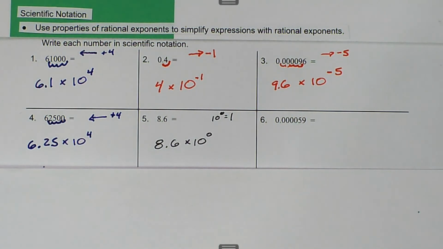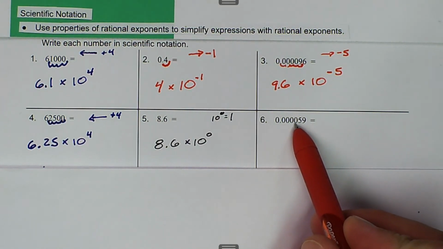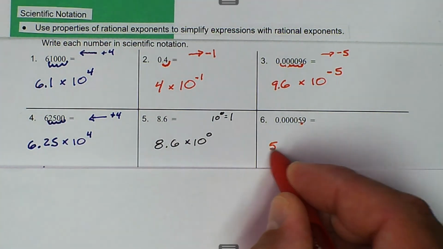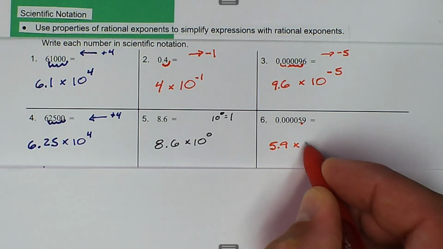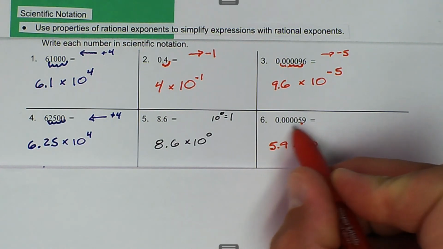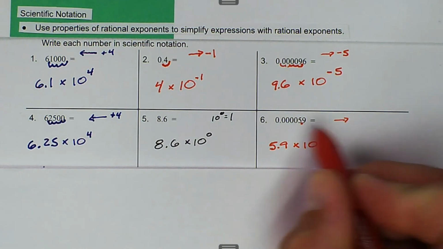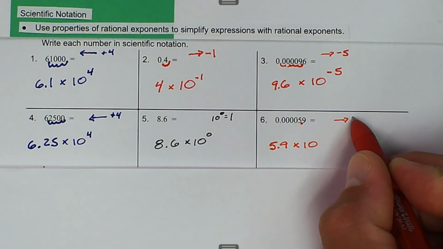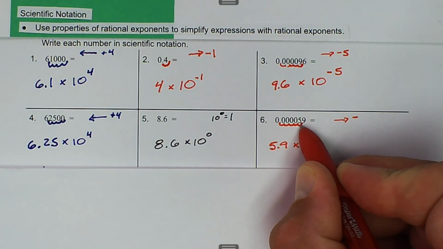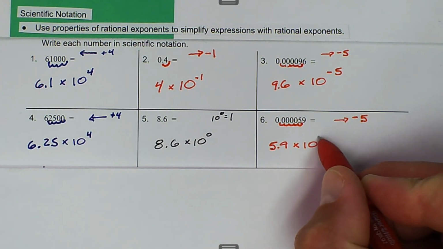Number 6, we have 0.000059, and so we want the decimal point to be here, so it's going to be 5.9, and then we still have times 10. 5.9 is a lot larger than this decimal point up here, so we're going to move that decimal to the right, and we know that that's going to be negative. So we're going to move 1, 2, 3, 4, 5. So that's going to be -5. So that's 5.9 times 10 to the negative fifth.